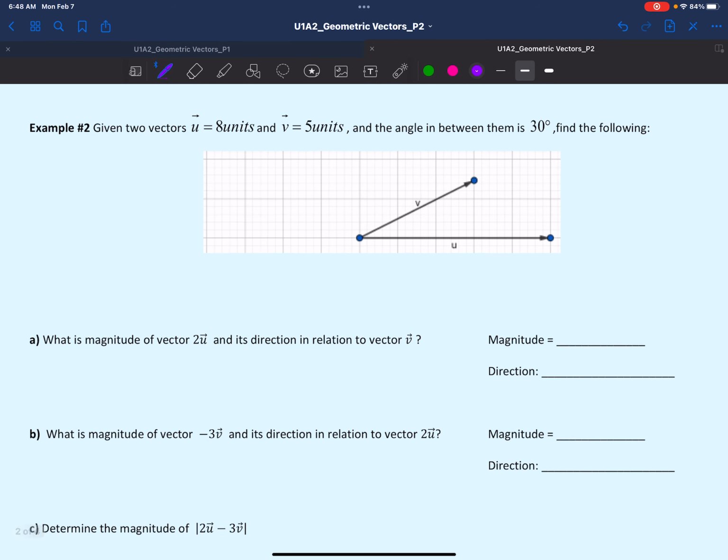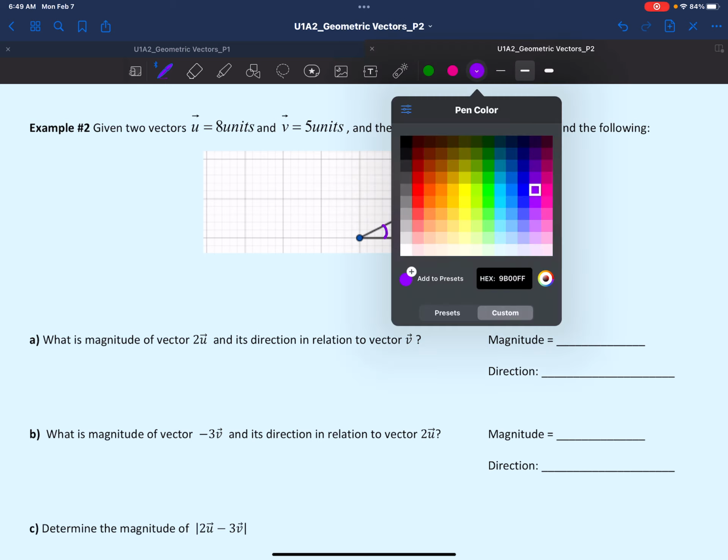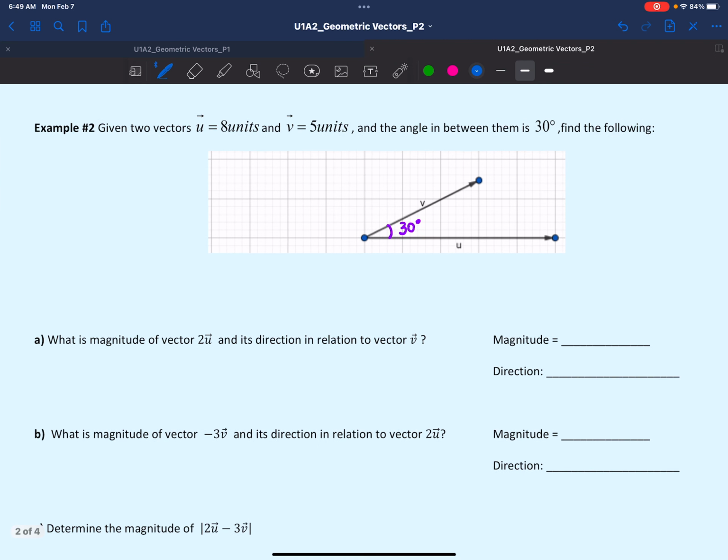We are given two vectors, u and v. Vector u is 8 and vector v is 5 units. Here they are, u is 8 and v is 5. Now the angle between these two vectors is 30 degrees. So here we go, 30 degrees here. Now, we have to find the following.